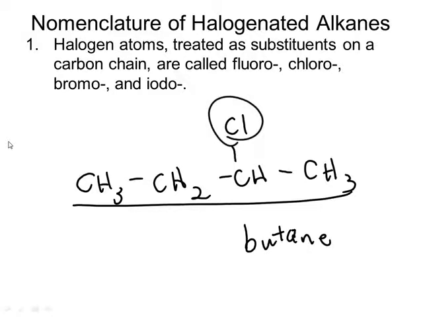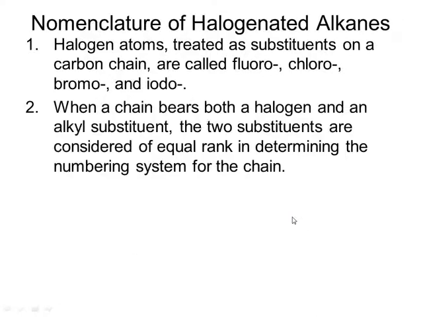So we have to start numbering. As always, we're going to number closest to a substituent. So we'll start from the right-hand side. 1, 2, 3, 4. So there's a chlorine atom on carbon number 2. So we have 2-chlorobutane. Pretty straightforward. Now instead, let's say we have both a halogen and an alkyl substituent.